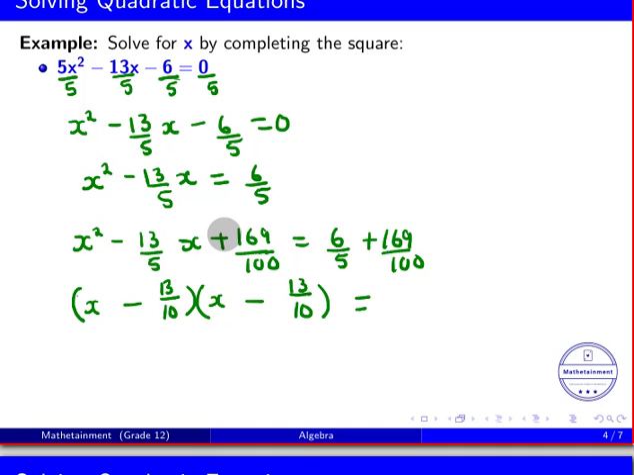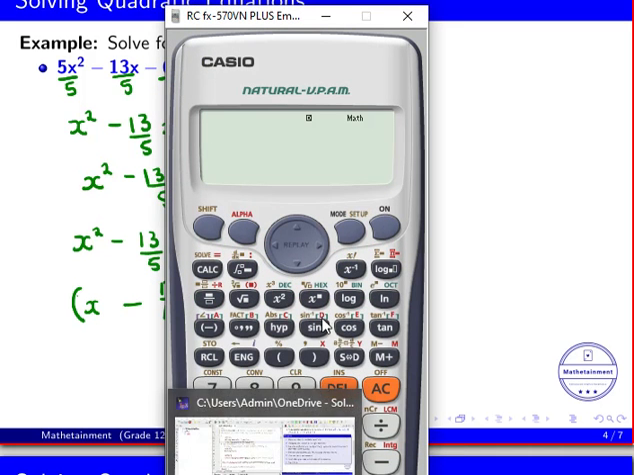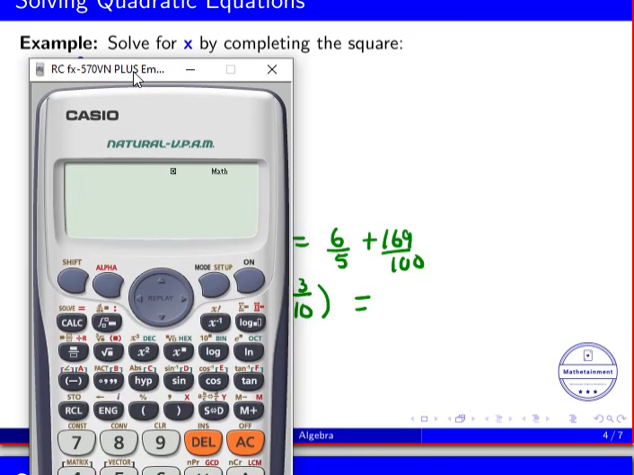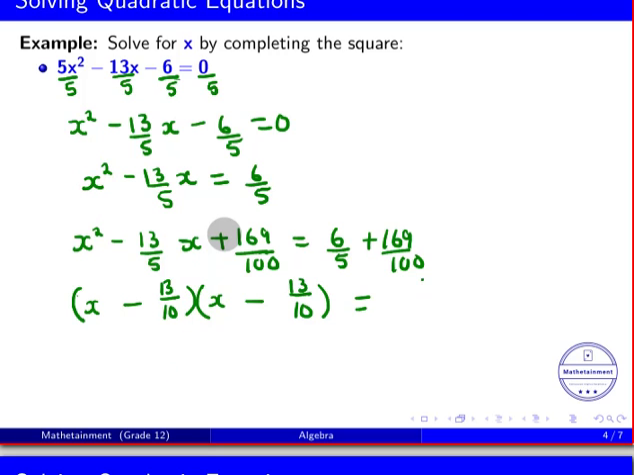On the right-hand side, we want to find that sum there. Let's quickly find that sum and see what we get. That sum is 6 over 5 plus 169 over 100. And we are getting 289 over 100. We have 289 over 100.